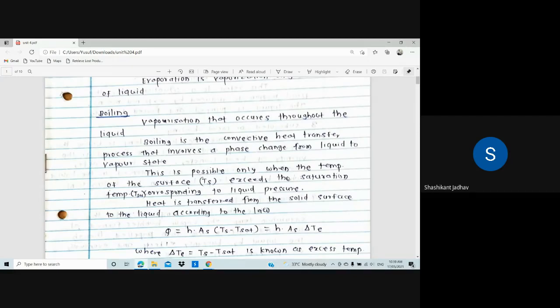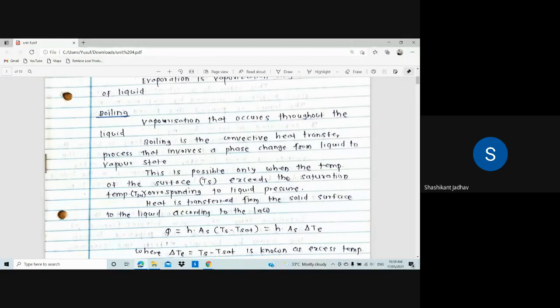Exceeds the saturation temperature, that is Tsat, corresponding to liquid pressure. Okay, so boiling is possible only when the temperature of the surface exceeds the saturation temperature. So boiling is nothing but the convective mode of heat transfer.